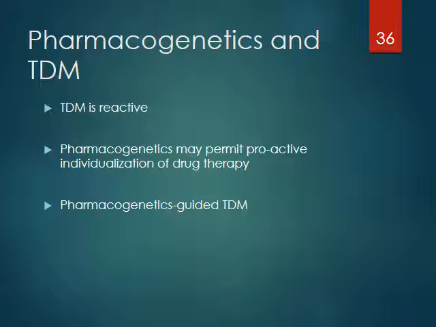So say, for instance, if I know a patient beforehand is going to be a slow metabolizer of the drug, then I may know beforehand that I want to go ahead and give the drug less frequently or at a lower dose. And so this is the idea of pharmacogenetic guided therapeutic drug monitoring.